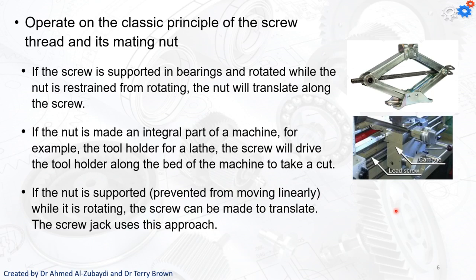Now, we come to the case where the nut is supported and prevented from moving linearly while it's rotating, so the screw can be made to translate. The screw jack uses this approach. You remember that in this example, we're going to rotate the screw. The nut is going to be supported, and thus the screw will go inward and backward and do the work. Okay, and these are the multiple examples we have.